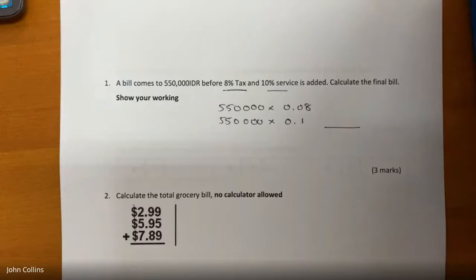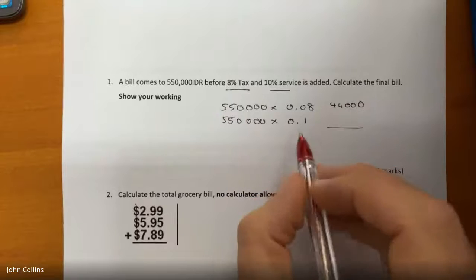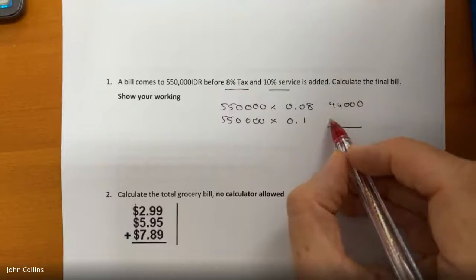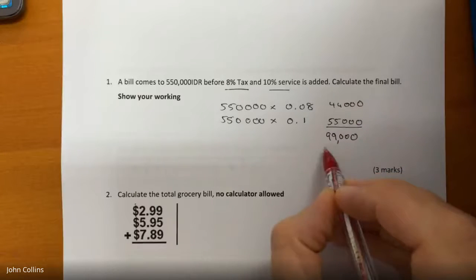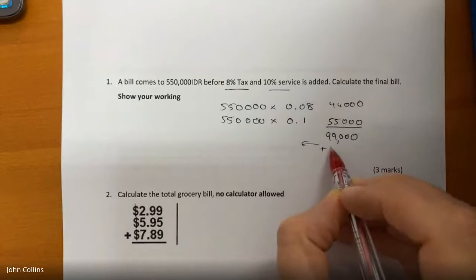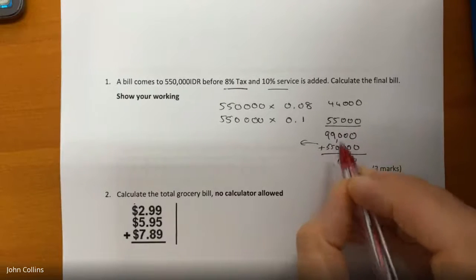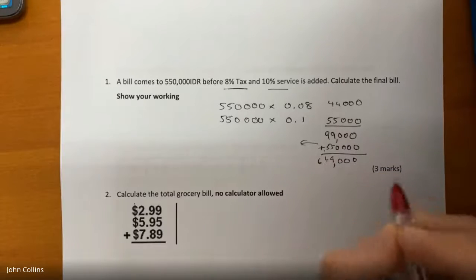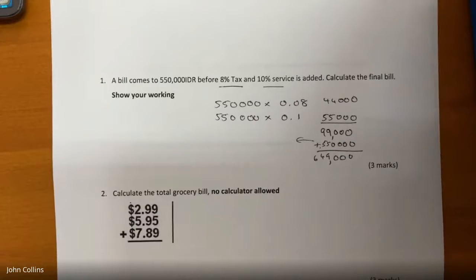So you would have needed the calculator for that, but definitely show whatever you typed into the calculator for full marks. Okay, so you would get 44,000. And of course, if you're multiplying by 0.1 here, you just move the decimal place 1, so it's 55,000. That's 99,000 added on to the bill. And then you can just add that back onto the original, 649,000.